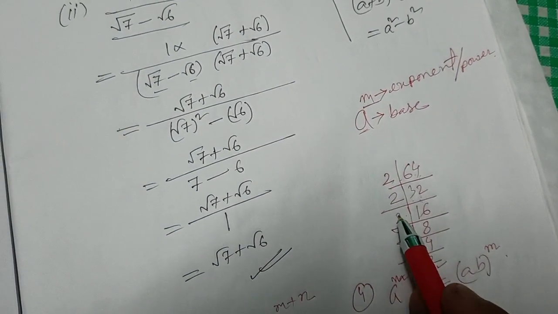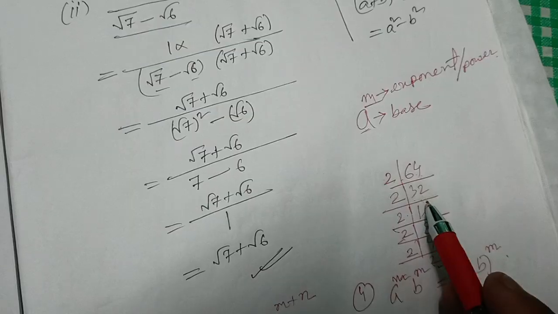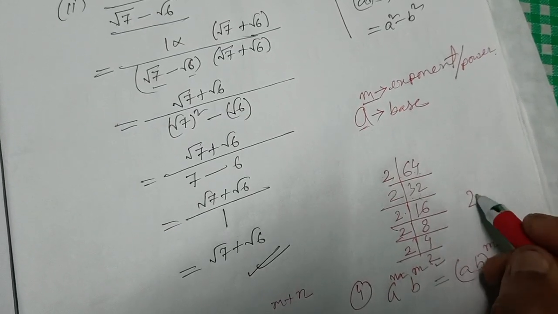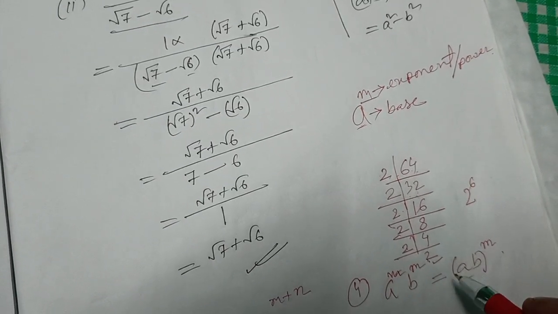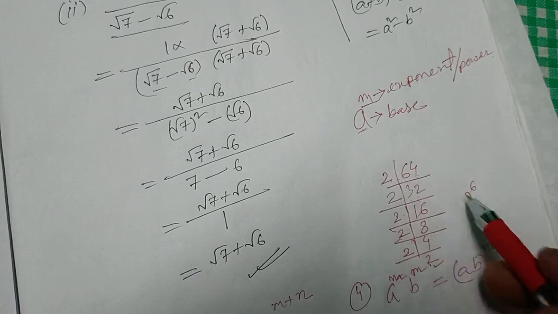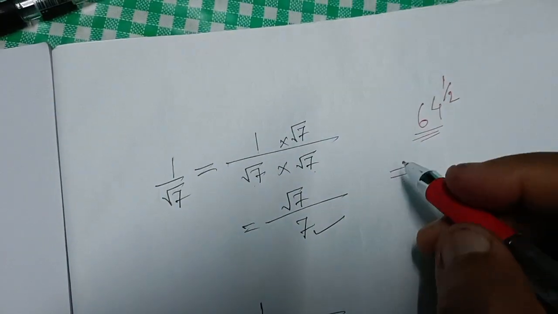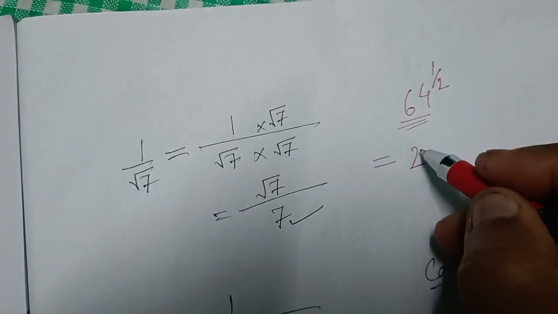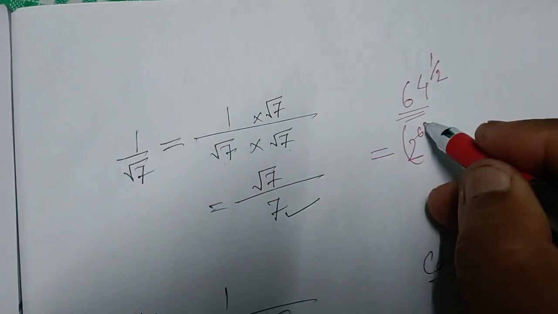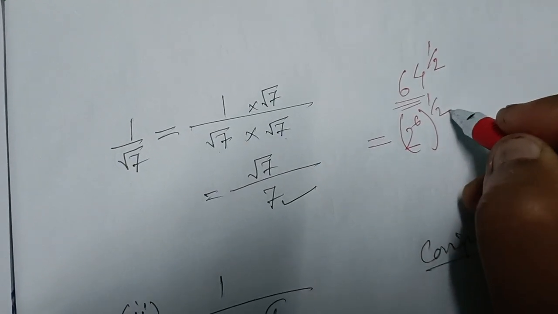1, 2, 3, 4, 5, 6. So here 64 means 2 to the power 6. Clear? We can write 64 as equivalent to 2 to the power 6. So this number 64, we'll write it as 2 to the power 6. Got it? Now the whole to the power 1 by 2 is there.